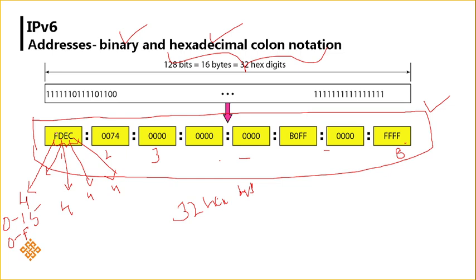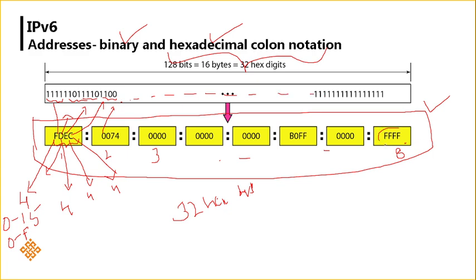So there you can see each hexadecimal digit should be represented in binary using 4 bits. For example, F is represented using 1111, 4 bits. D, nothing but 13, is represented as 1101. Similarly, E, nothing but 14, is represented as 1110, and C, 12, is represented as 1100. So in this way, each hexadecimal digit is represented using 4 bits.